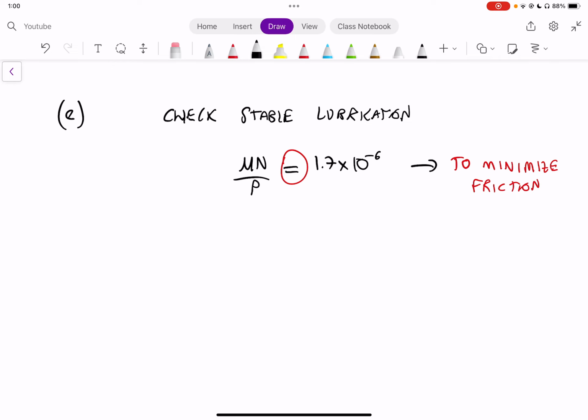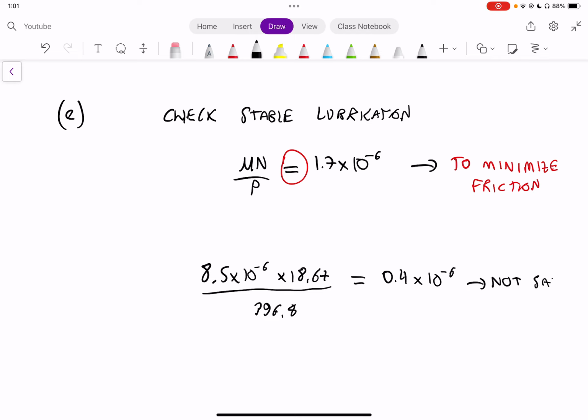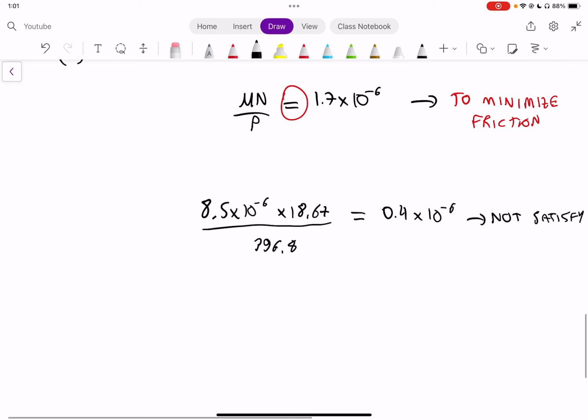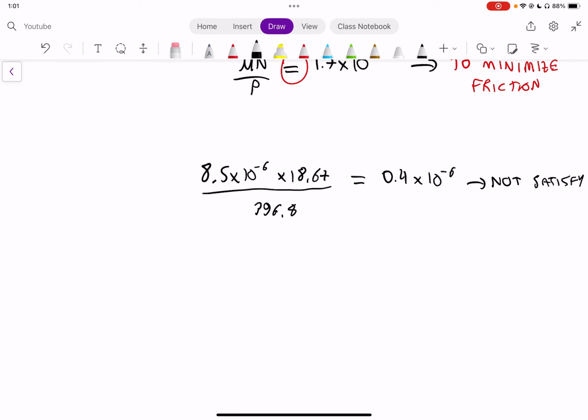So then we need to check what we have right now. What we have right now is 8.5 times 10 to the minus 6 multiplied by 18.67 divided by 396.8. And we can see that if we have that, we get 0.4 times 10 to the minus 6, which does not satisfy. So we need to make a change, okay? And in order to make that change, there are different ways we can do it. We can either say we need our mu to increase, or we need our speed to increase, or we need our pressure to decrease.